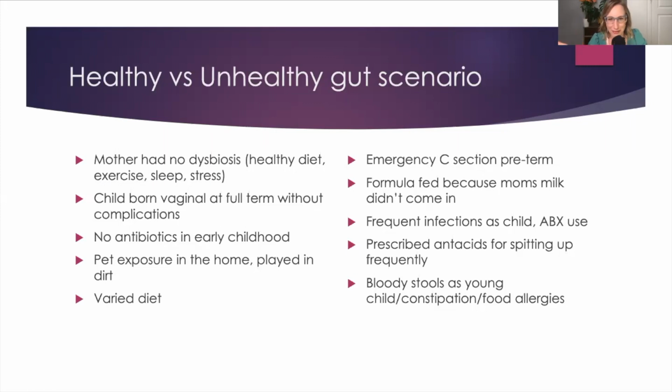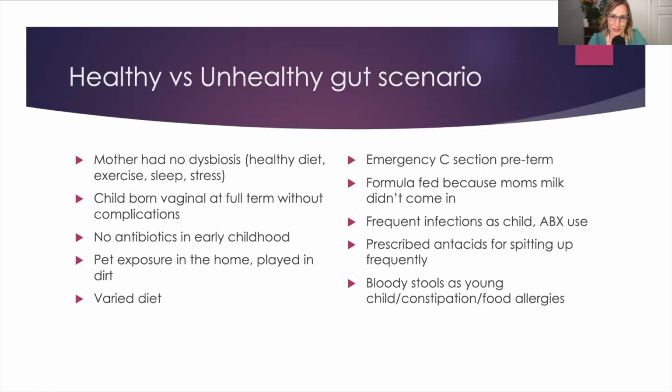But then this other scenario, which again is becoming all too common: emergency C-section, preterm delivery. And you can imagine maybe mother didn't have a perfect gut. Maybe she was one of those that just had a dental cavity or a urinary tract infection during pregnancy, and that stress is what got that into the placenta. Formula fed because mom's milk didn't come in, or because in the 80s, it was actually more astute, more esteemed to formula feed your baby.